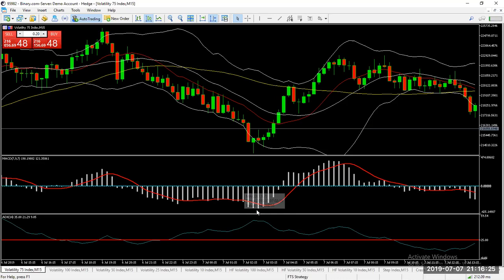So this was becoming smaller and you could see it was changing here also. It was changing. So this particular candle broke the middle Bollinger band. This Bollinger band, it broke it.